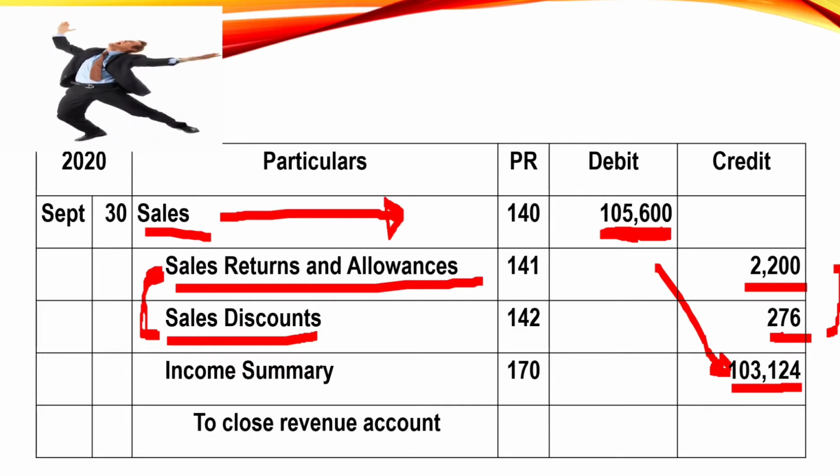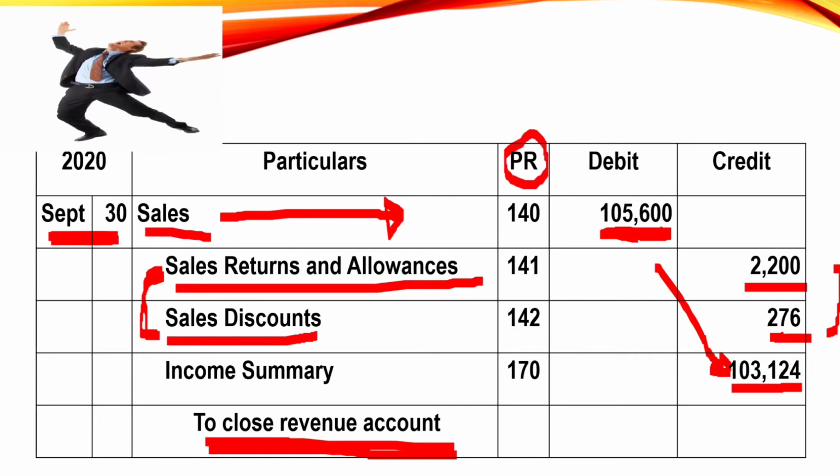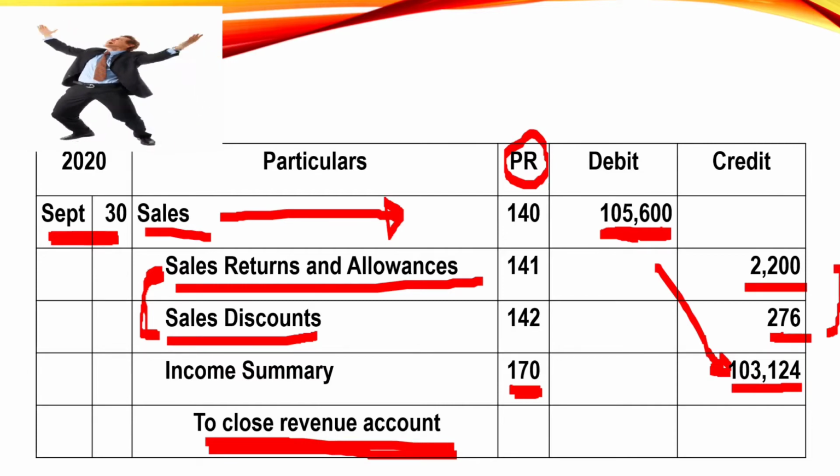So, what will be our explanation? To close revenue account. Again, to close revenue account. And then, our date here must be the final date of the month. For instance, in September 2020, the final date is 30. And then don't forget the PR or the post reference per account title. So sir, ngayon naamay ka ng PR si income summary. So just go back to the chart of accounts. Are you with me? Okay, so let's move on. Again, we're done with the sales revenue or the revenue account. Ato na siyang gibalhing gibutang ni income summary.